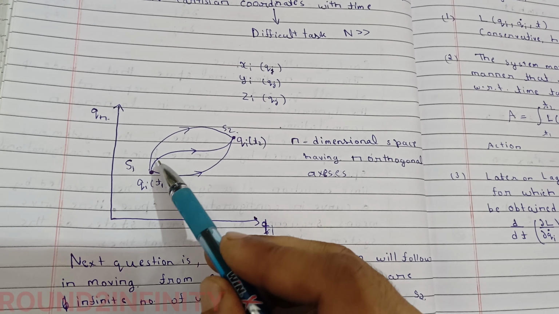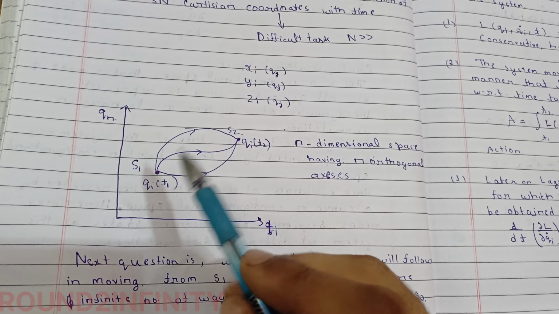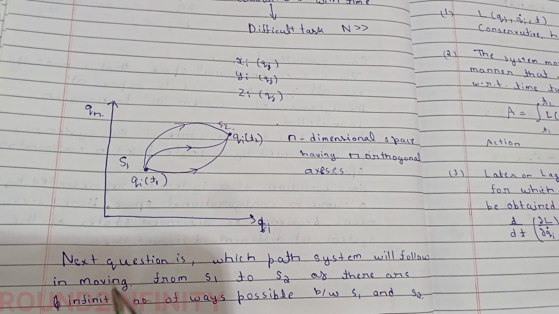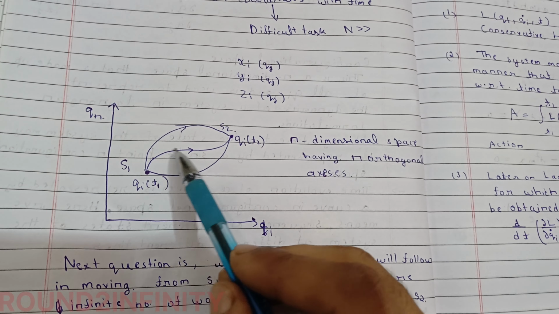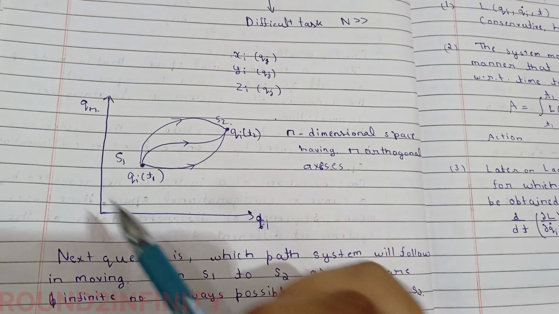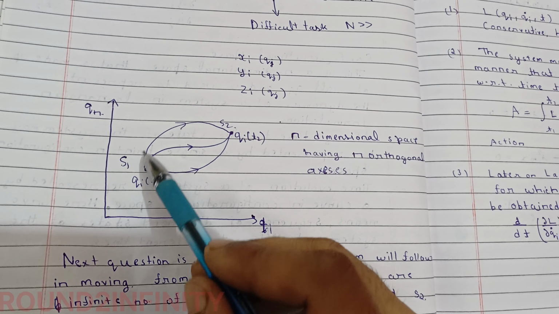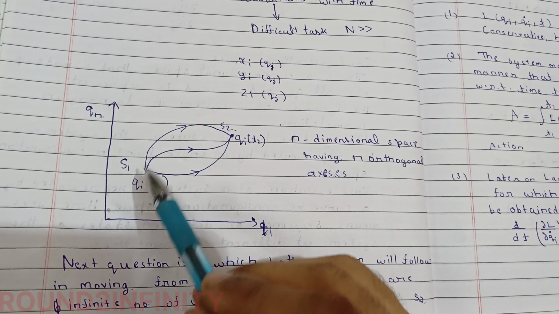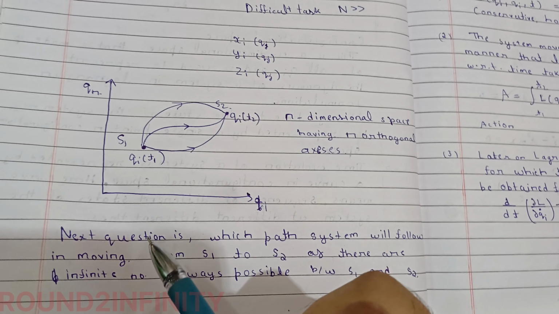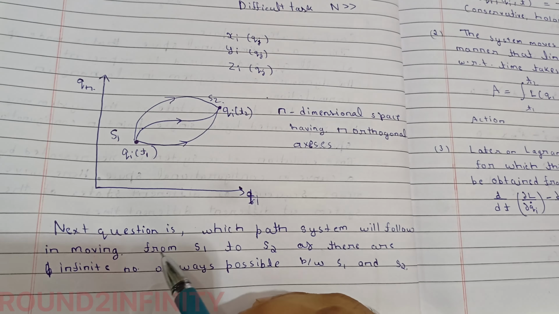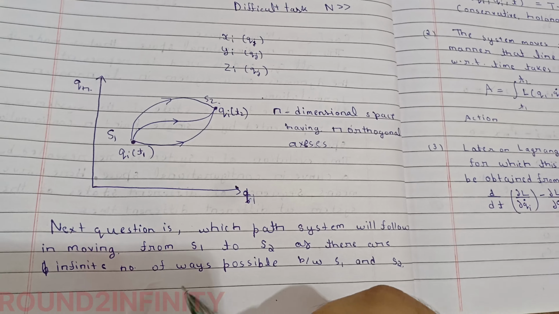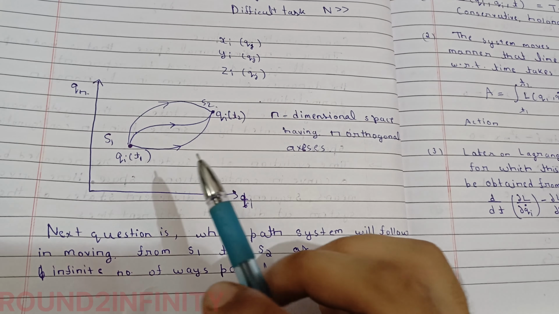Now this is the evolution with time. The whole system is moving from S1 to S2, so it can be represented by a single line in this configurational space. This is called the configurational space. It can move from here to here, and it can take this path also, and this path also. There are infinite ways to take the paths. Now the question is which path the system will follow in moving from S1 to S2, as there are an infinite number of ways possible between S1 and S2.